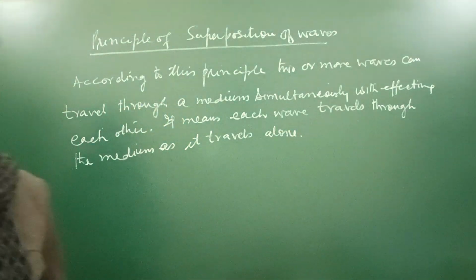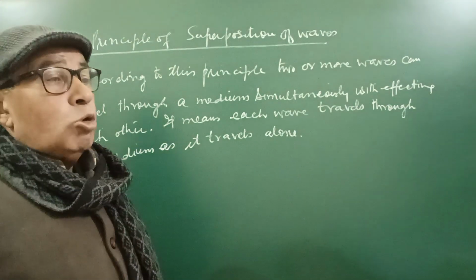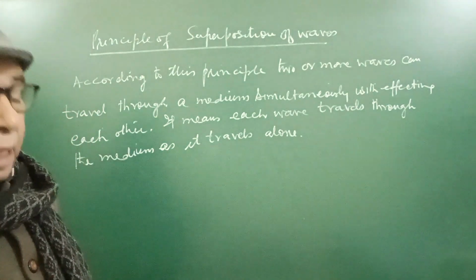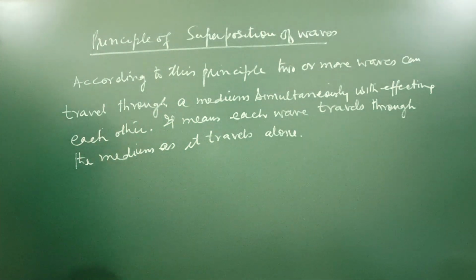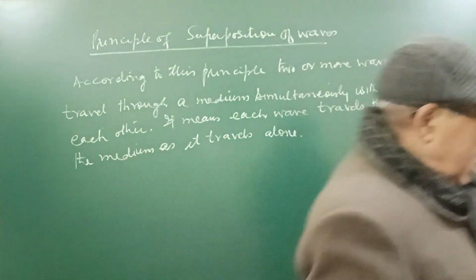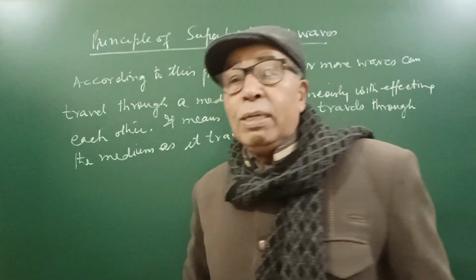जैसे कि वकील कर ली थी ऐसी सबके साथ में चलेगी. The motion of the wave, if there are many waves together, then each wave will have the same speed, same amplitude, same frequency when it was traveling alone.